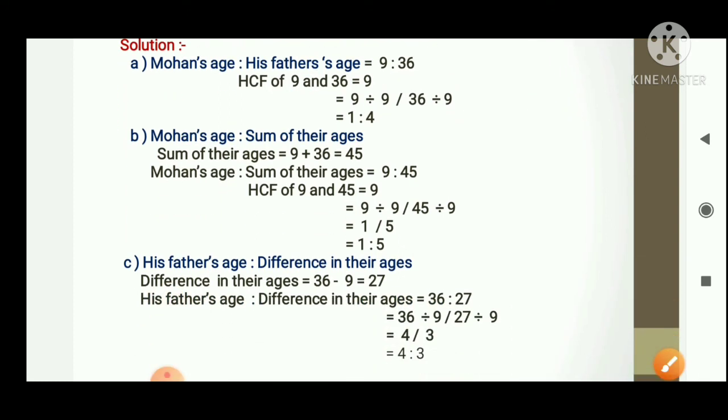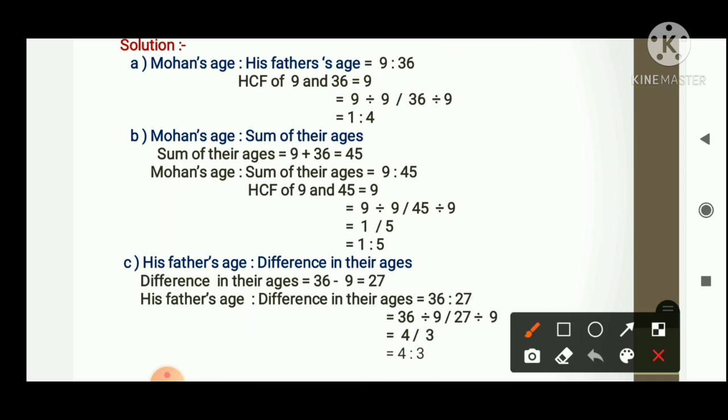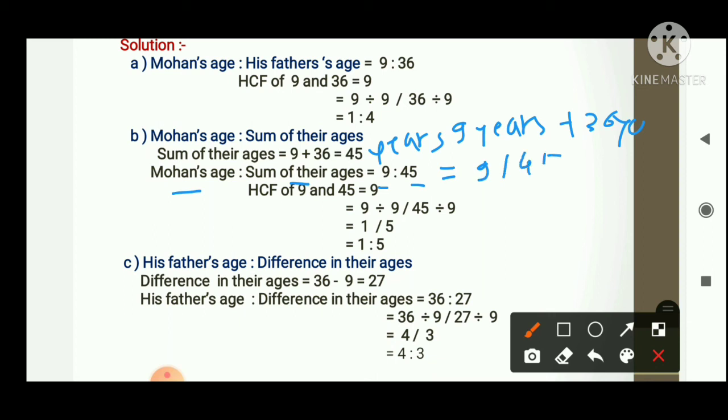Next, we have to find the ratio of Mohan's age to the sum of their ages. Now here Mohan's age is given as 9 years and his father's age is given as 36 years. So here the sum of their ages is 9 years plus 36 years. So we get here 45 years. Now we can find its ratio, Mohan's age to sum of their ages. We get here 9 years to 45 years. Now its fraction is 9 upon 45.